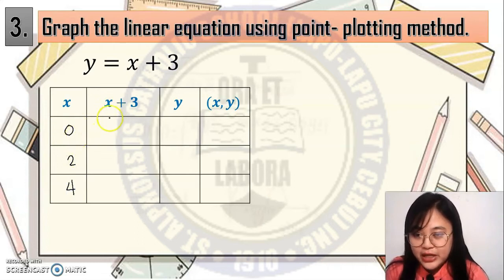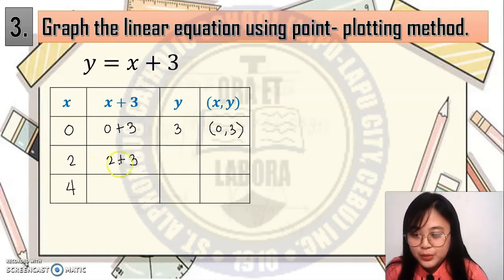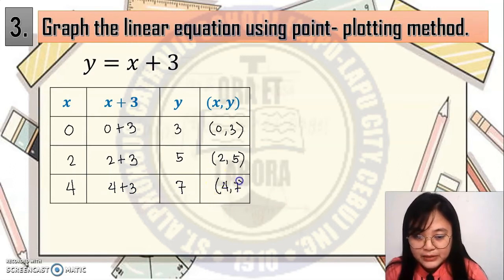Okay, and I will change x to 0: 0 plus 3. 0 plus 3 is 3. So our ordered pair here is (0, 3). Next, 2 plus 3. 2 plus 3 is 5. So our ordered pair is (2, 5). Lastly, change x to 4. 4 plus 3, that is 7. And our ordered pair here is (4, 7).